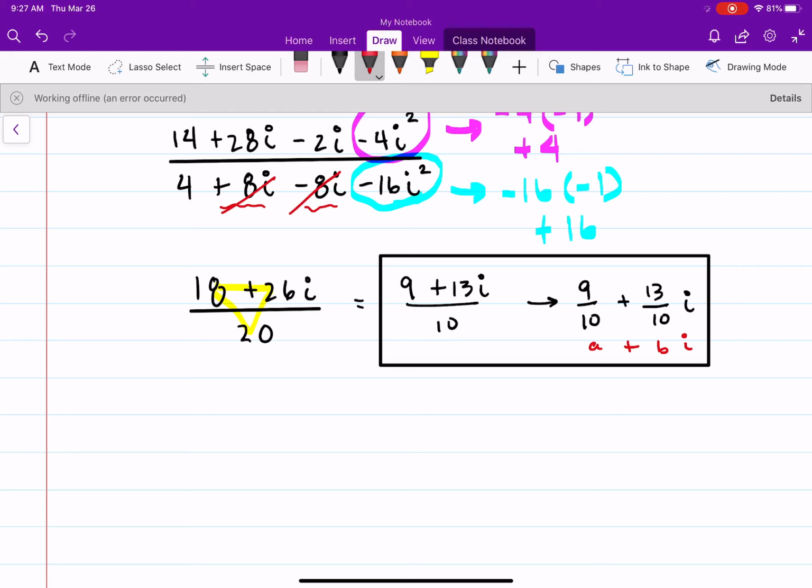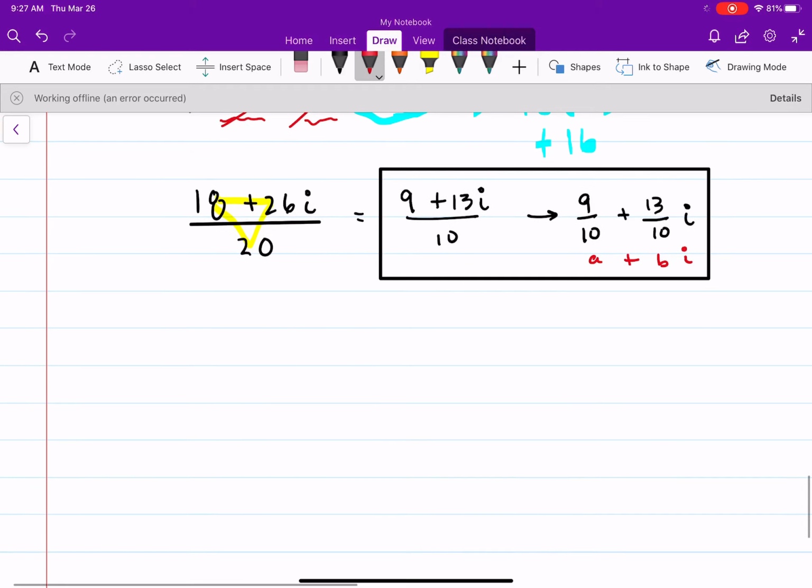When you split this up and either fraction can reduce more, go ahead and reduce more. That's the biggest part for me. Now, you could have done this no matter what. You could have gone directly to splitting the fraction right off the bat. So I get 18 over 20 plus 26 over 20 i, because they're going to want the a plus bi form, so why mess with it.